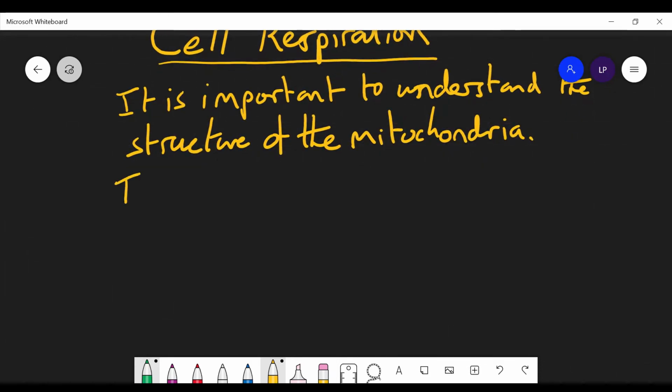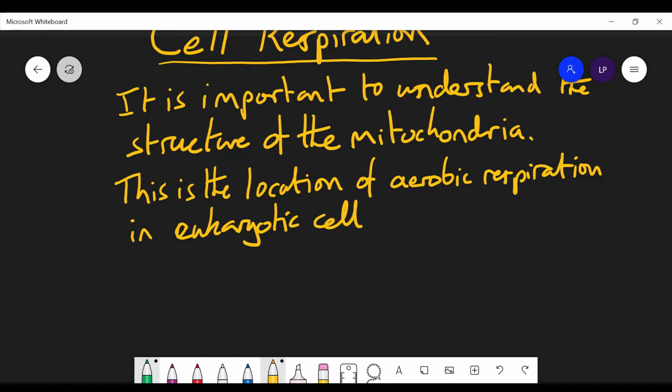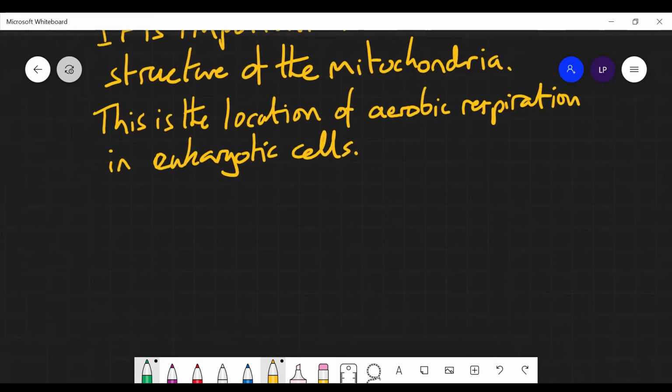The reactions that occur within our mitochondria are the Krebs cycle and electron transport chain, which are essential in aerobic respiration. We need to understand that this structure is vital for all eukaryotic cells, whether that's plant cells or animal cells.